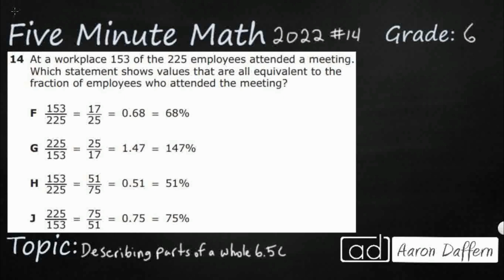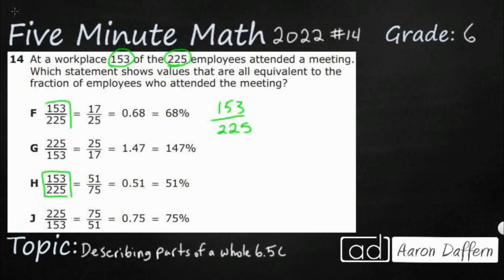So we have a workplace here, and 153 out of 225 employees attended a meeting. Which statement shows values that are equivalent to the fraction of employees who attended the meeting? Well, it seems like it's going to be 153 people attended out of 225 total. They gave it to us right there in the problem, and I'm seeing that in two different options here.